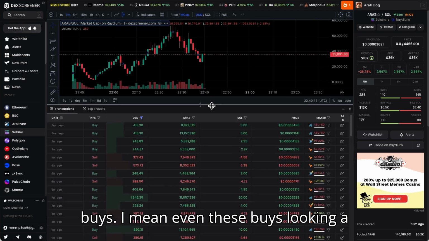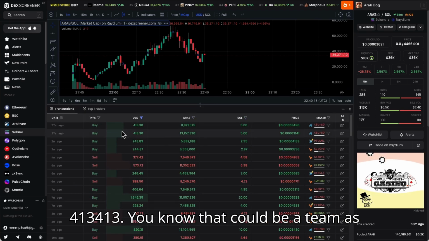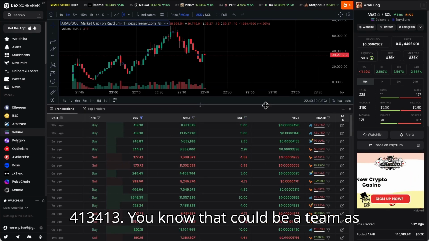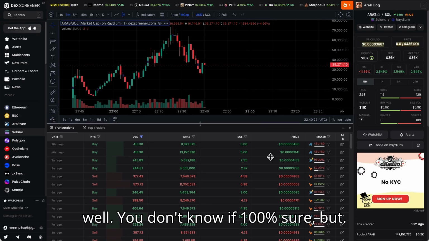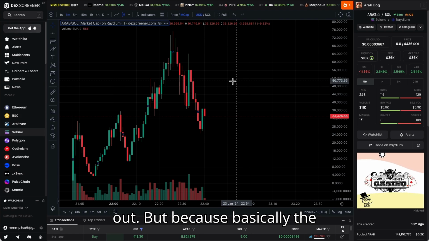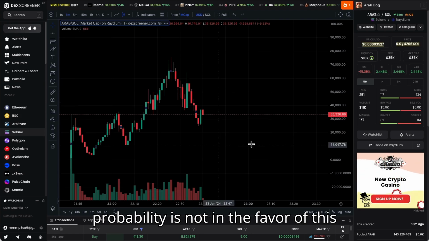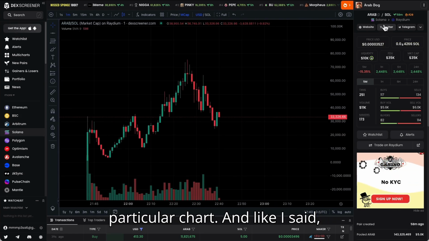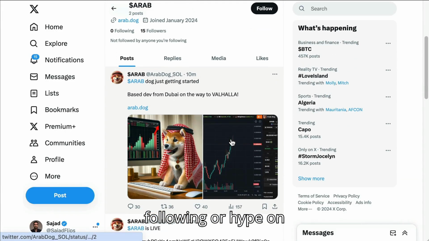I mean, even these buys are looking a bit suspicious. People are buying exactly 413. You know, that could be a team as well. You don't know for 100% sure. But even if this goes up, I'm happy I got out. Because basically the probability is not in the favor of this particular chart. And like I said, there's nothing going on with this collection on Twitter or anything else. It's not really got any Twitter following or hype on here.